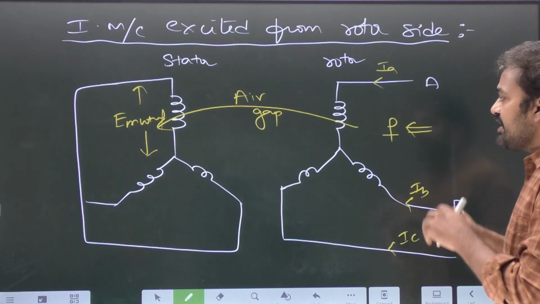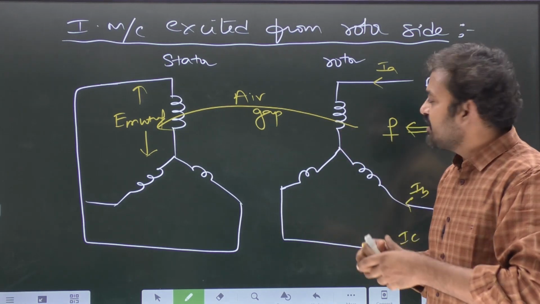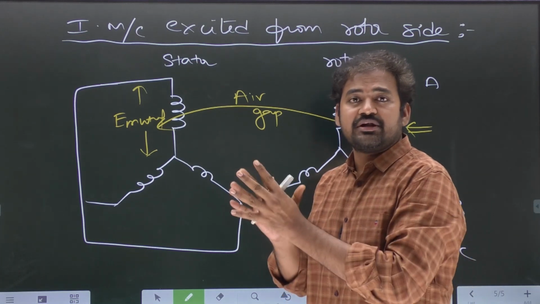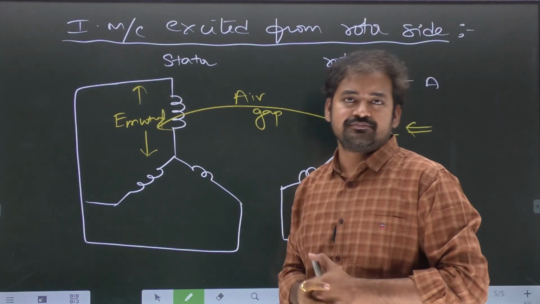But now we are exciting the machine from rotor side. So first rotor field will create. That rotor field will cross air gap and link stator winding. So mutual induction is the action between rotor magnetic field and stator winding.